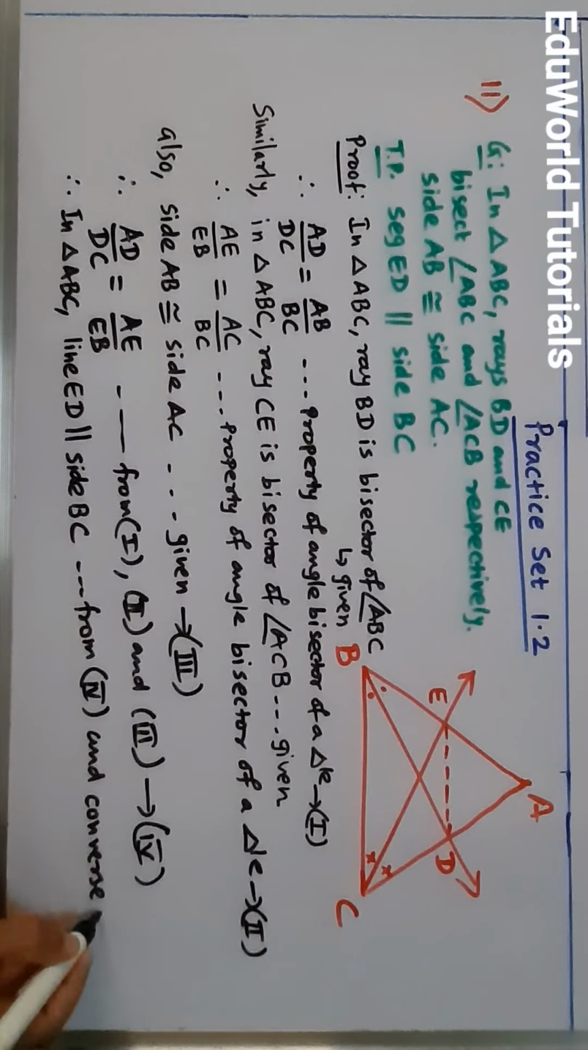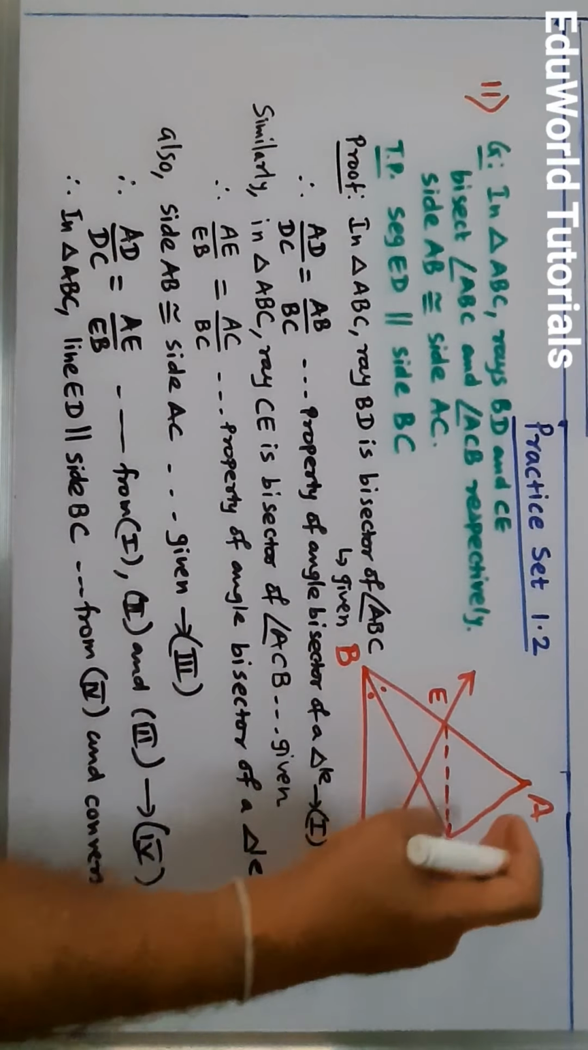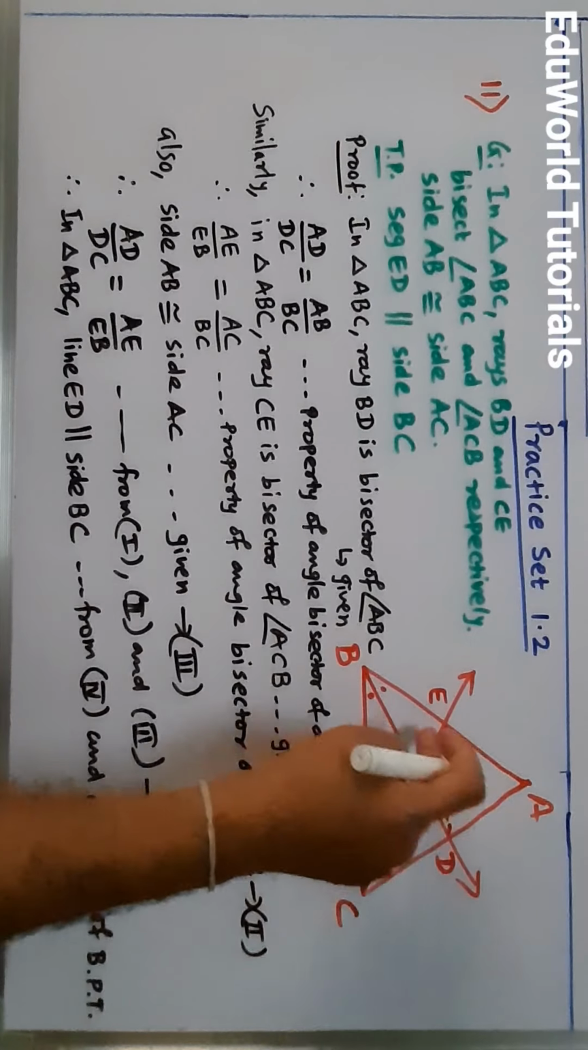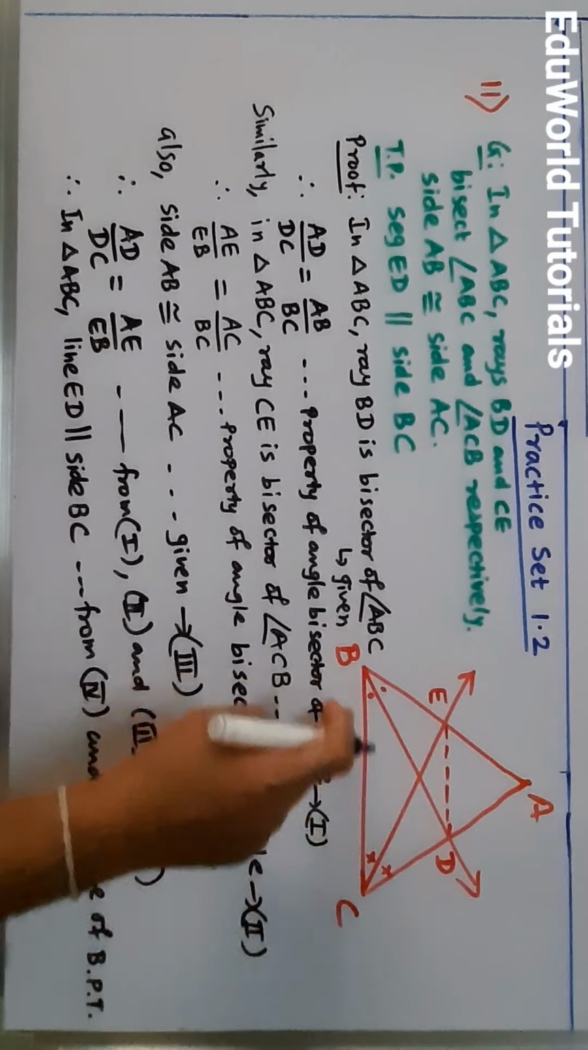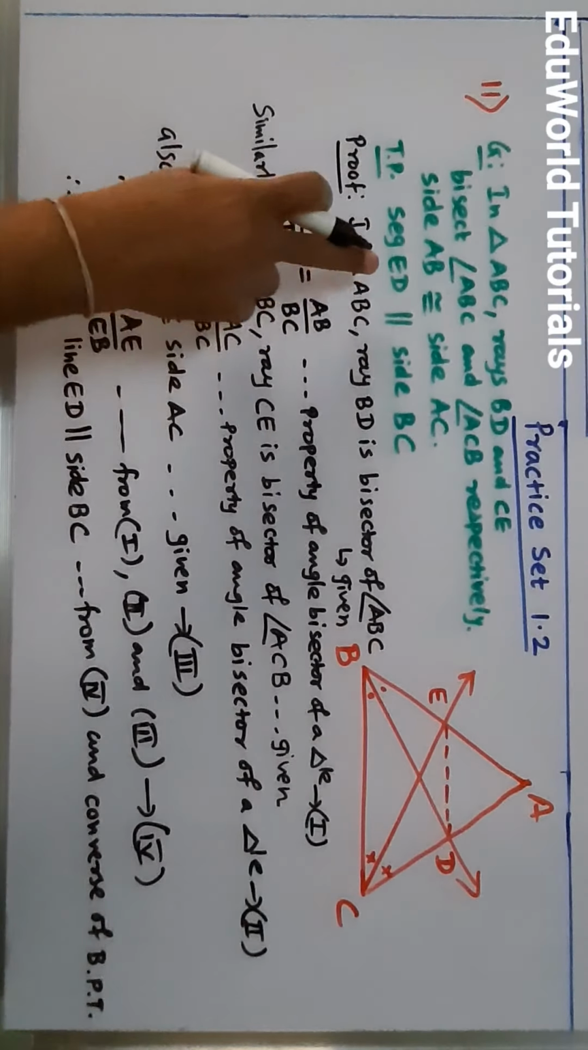By the converse of the basic proportionality theorem, converse of BPT, because line ED divides side AC and side AB in the same ratio, that line is parallel to the third side. So line ED is parallel to side BC. That is what we have to prove.